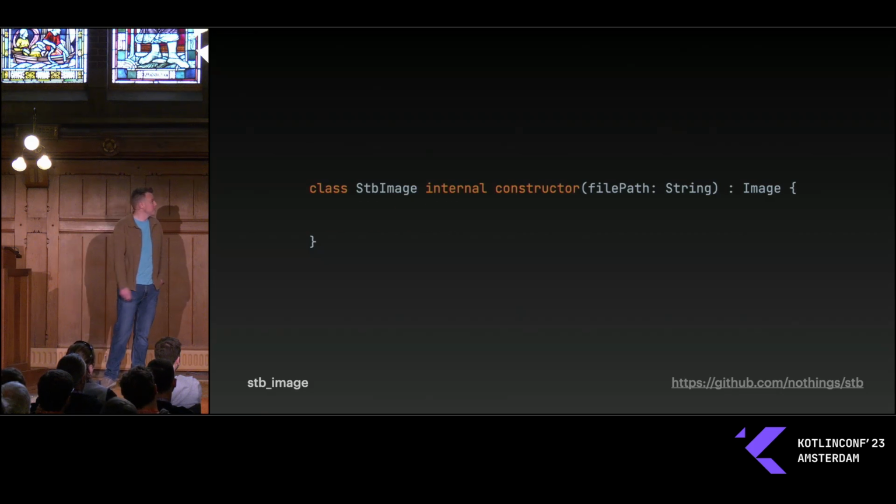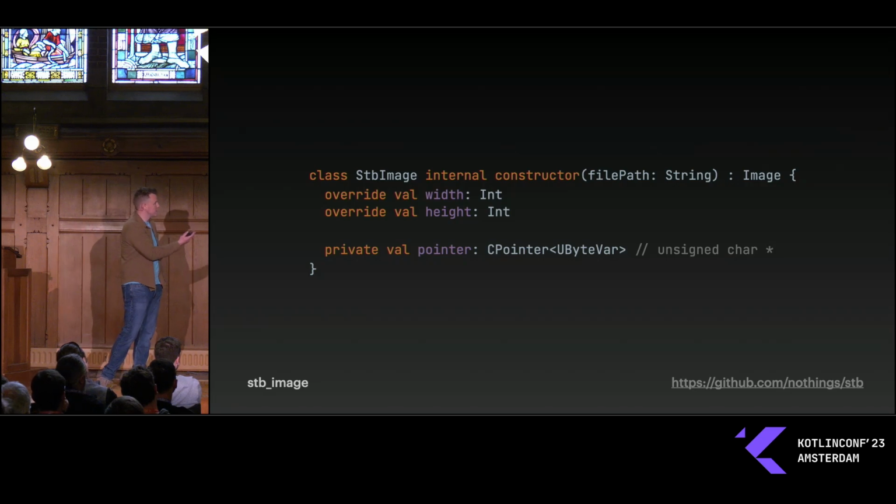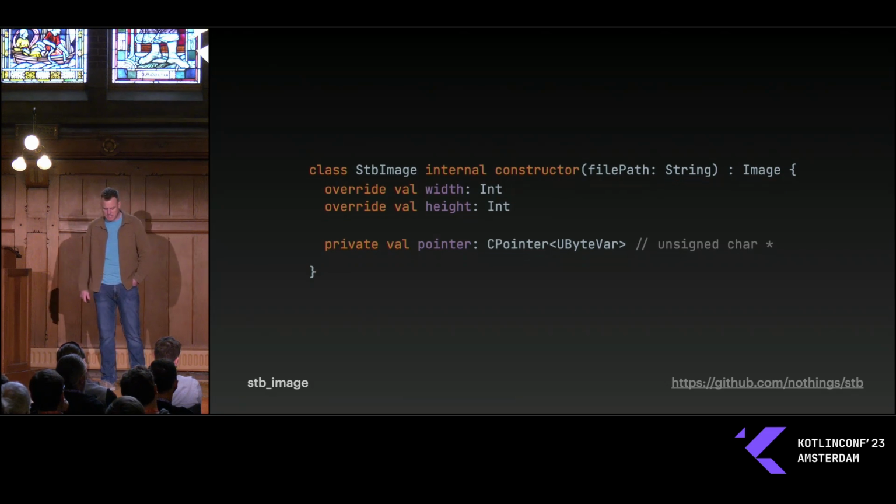This is implementing the image interface. We need a width and a height, and here we're going to store a pointer. This is going to be for that data, the pixel data, and the type here you can see is C pointer of type ubyte var, which is fortunately not opaque at all. But that's roughly the equivalent to the unsigned char pointer, because chars are just bytes.